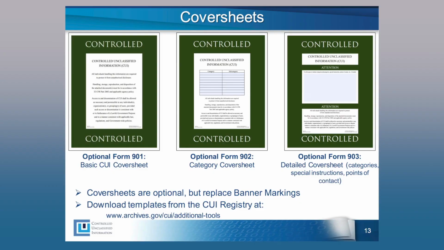I'm now going to switch to talking about more non-traditional ways of marking CUI. In some instances, when you are marking a document, it is more convenient to use a cover sheet, which can replace the CUI banner heading, to indicate that a document contains CUI, such as when there is limited space at the top of a document or a form. If you wish to use a cover sheet, there are 3 available forms on the CUI registry. If your document only contains CUI Basic, you can use optional form 901. If you wish to convey the categories of CUI in the document, you can use optional form 902. And if you wish to detail special handling requirements or other information, you can use optional form 903.